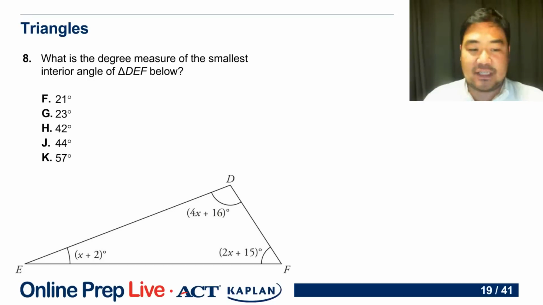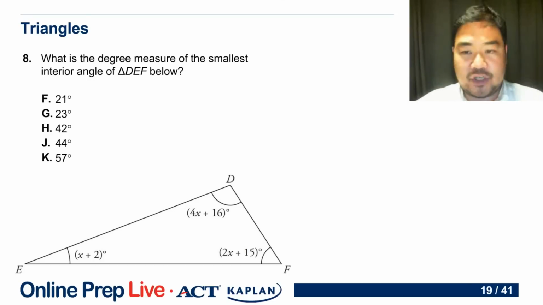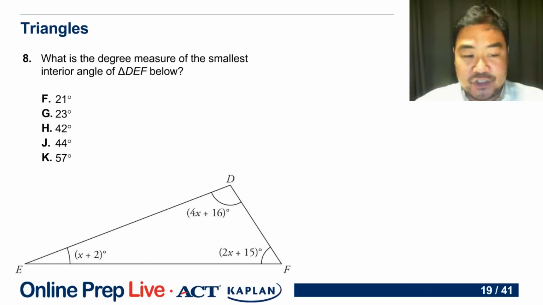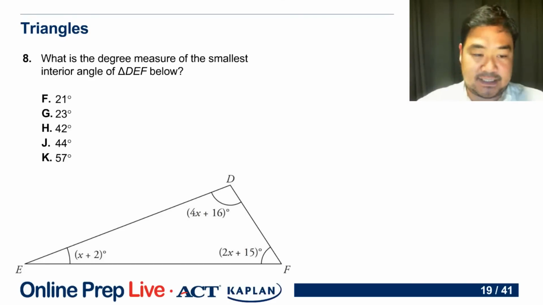Let's take a look at a question that deals with triangles. Take a look at this example here. And once again, the poll is open if you think you have an answer for this one. What is the degree measure of the smallest interior angle of DEF below? We have this triangle DEF, and the three angles are labeled. D is 4x plus 16, E is x plus 2, and F is 2x plus 15.